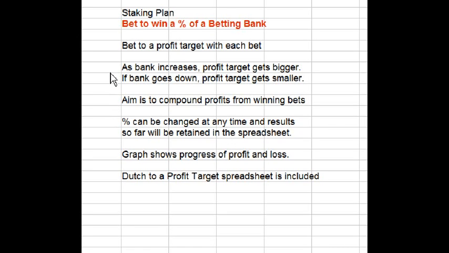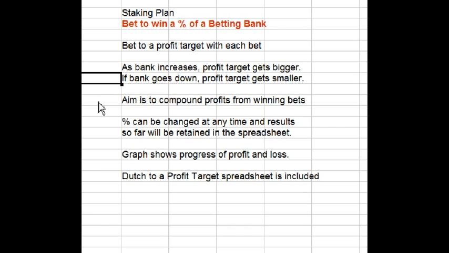This video describes a staking plan for betting. Each bet that we place aims to increase our bank by a set percentage. So you can see from that we should be betting to a profit target each time that we place a bet. As our bank increases, our profit target gets bigger, and if we hit losers and the bank goes down, our profit target gets smaller.